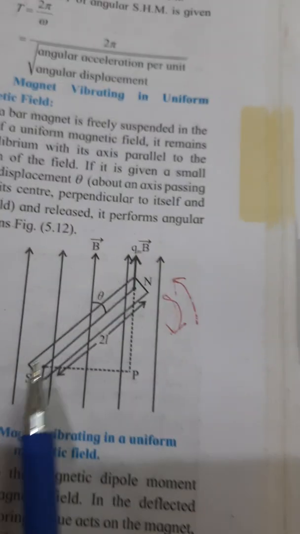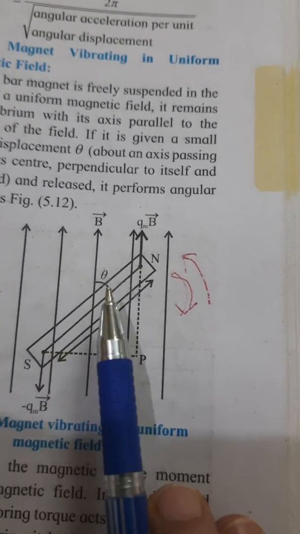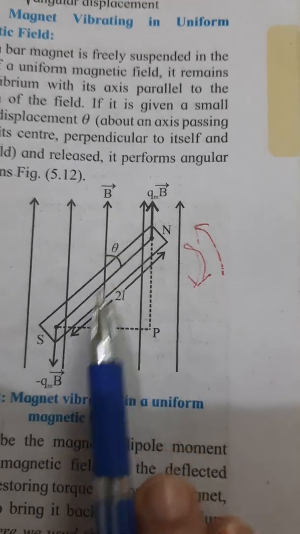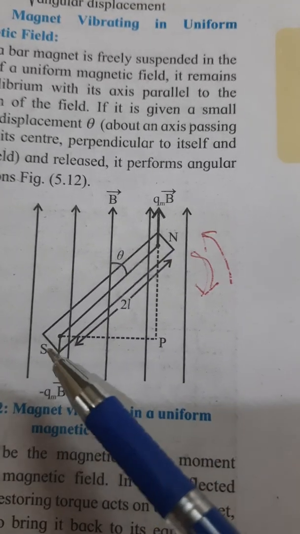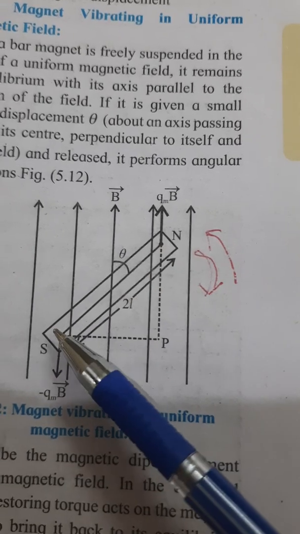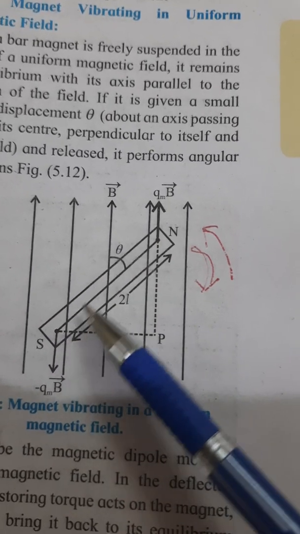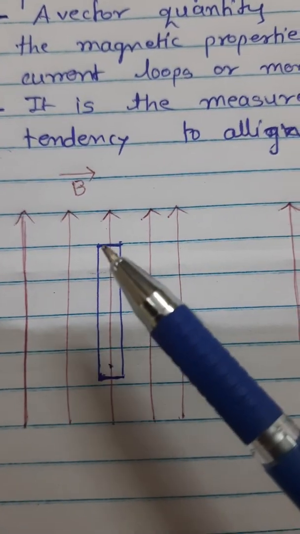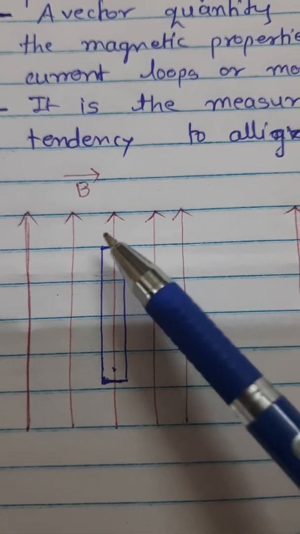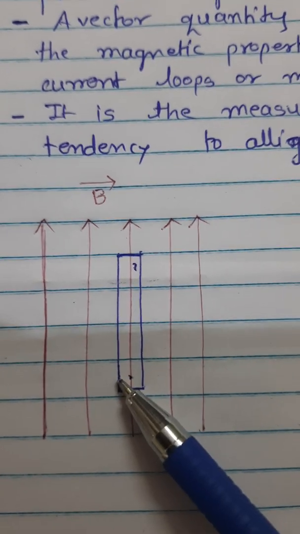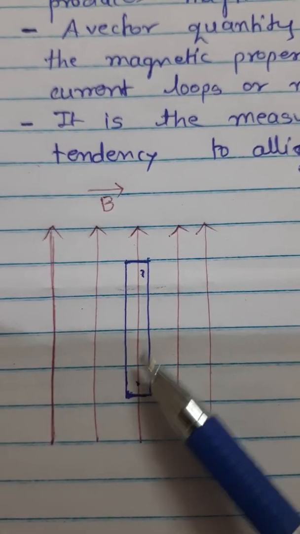So here it is shown in the diagram. In this diagram, there is an external magnetic field, and in this external magnetic field there is a magnetic dipole, with two poles, north pole and south pole. In this diagram, the magnet is not aligned with the external magnetic field. Initially, suppose the magnet is aligned with the external magnetic field. Then what will happen? It is still and stationary.